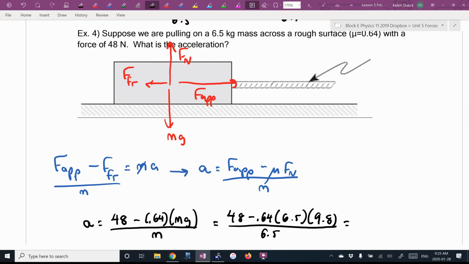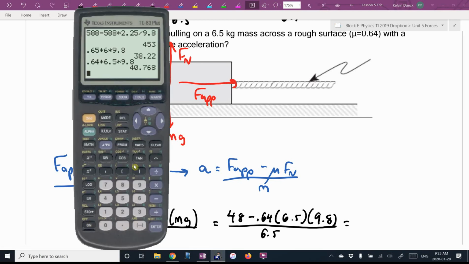Positive? Is it 1.1? It's positive? Anybody else? I don't know. I got to try it. Let's do it up here. So bracket 48 takeaway 0.64 times 6.5 times 9.8. Close off the top divided by. Do I need a bracket on the bottom? No. Oh, 1.11? Okay. Double check. Typo, right?